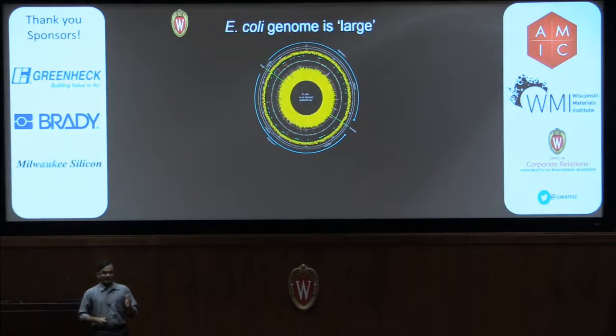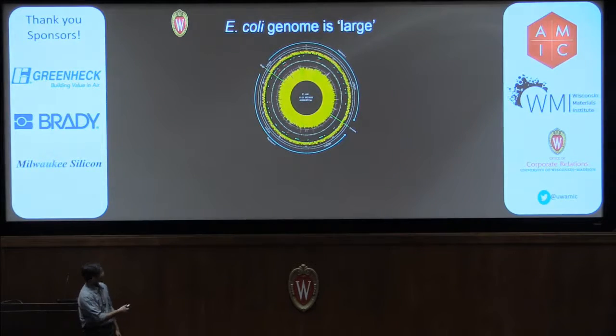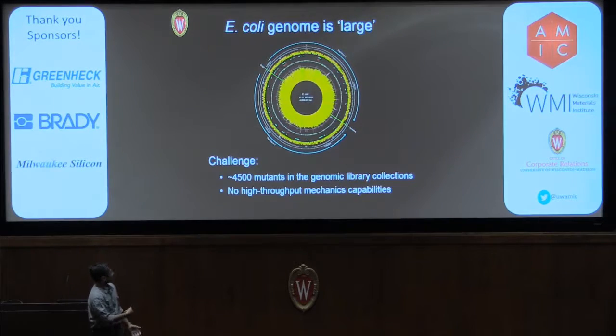So the E. coli genome, if we think about it, is 4.6 gigabases. And this is a circular map of the E. coli genome. In this map, 4,500 genes are shown. What we have done here is we have gotten a library of these E. coli bacteria in which one gene is deleted at a time. So out of these 4,500 mutants, we have an individual strain collection, and in our experiments we use one mutation at a time and do a high-throughput mechanics study to find out if this gene is responsible for the stiffness.